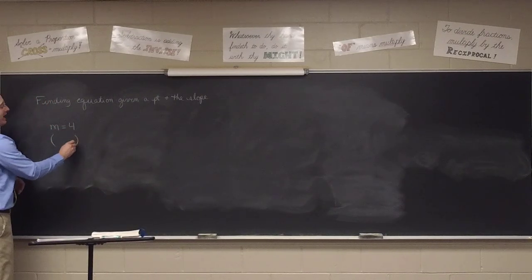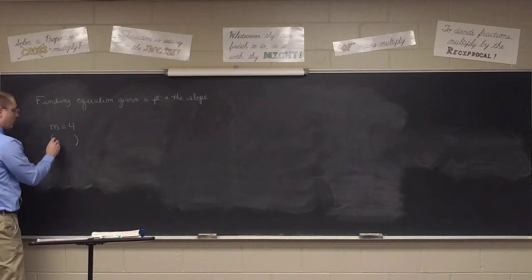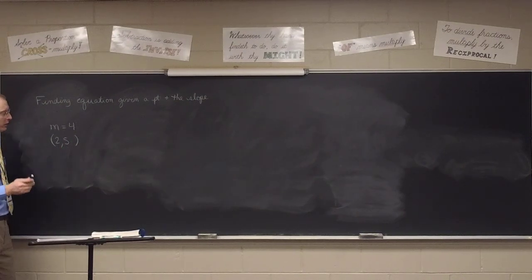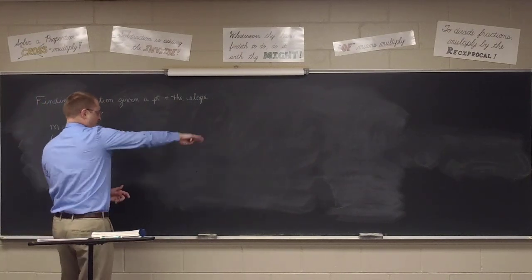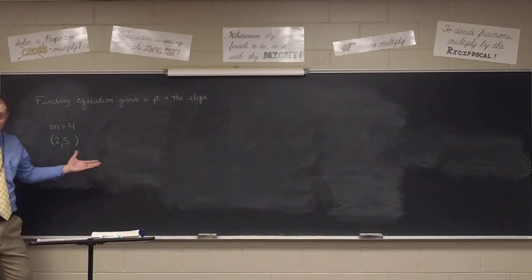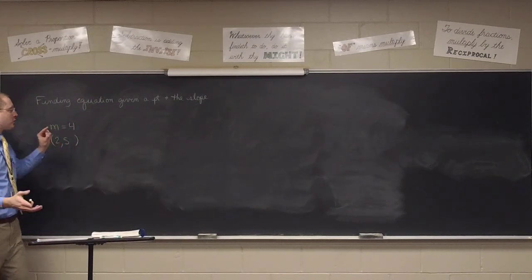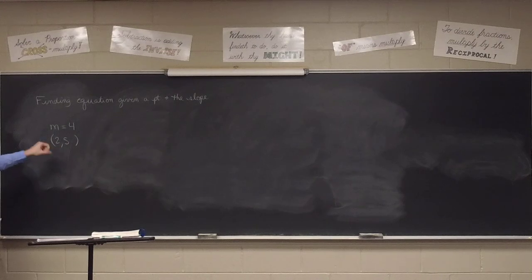If I told you that we have a line that passes through the point 2, 5. Well, you know this. If I just put a dot on the board, there's an infinite number of lines I could draw through that point, right? But through a particular point, with a particular slant, there's only one line, correct? And the question is, what's the equation of that line?